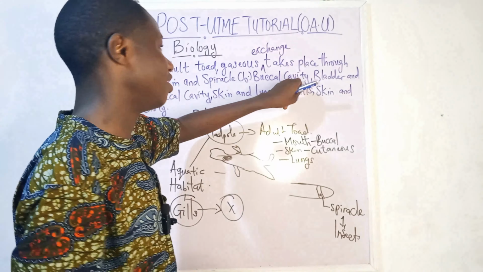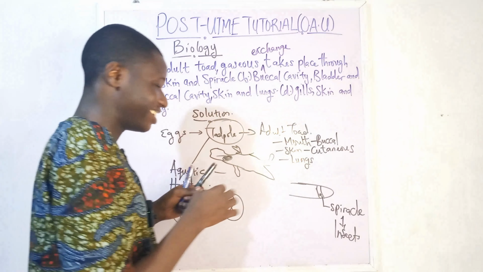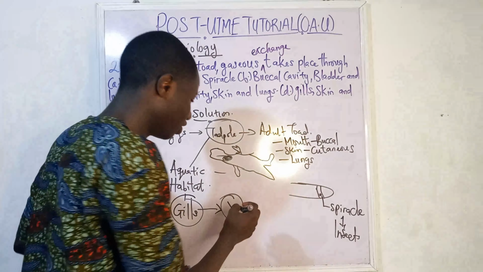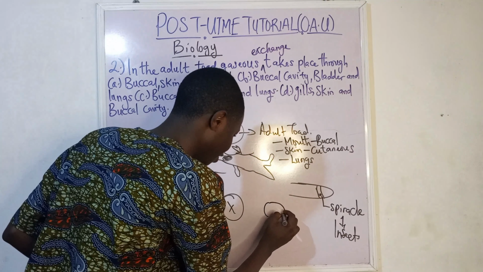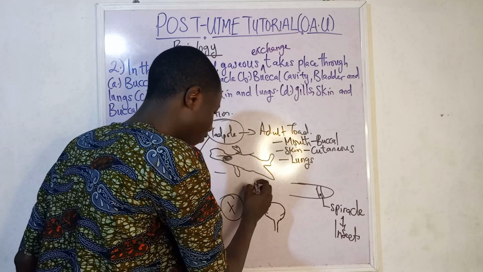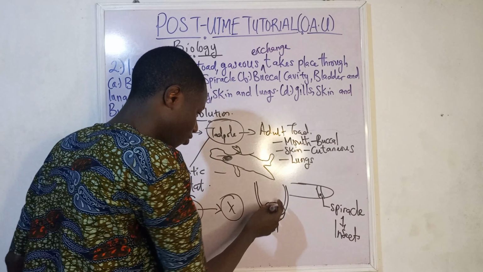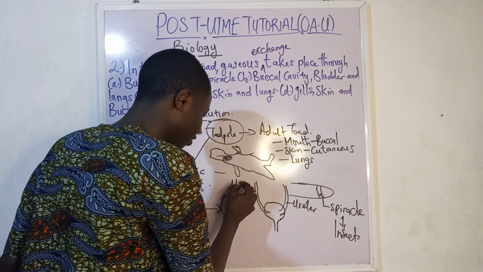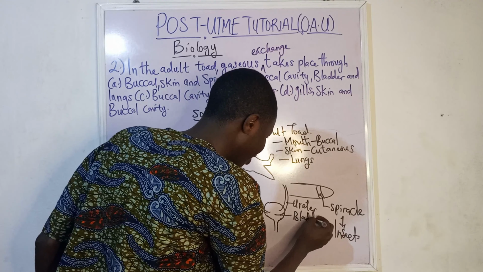Option B, buccal cavity, bladder, and lungs. Now, bladder is in the human body. And what do we use the bladder for? It's just like a tank that carries your urine. It receives urine from the ureter, which is coming directly from the kidney, right? So this is your ureter, and this is your bladder. Bladder is just a temporary place that carries the urine.